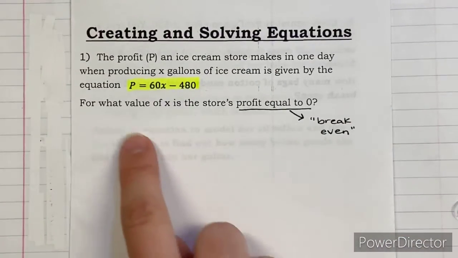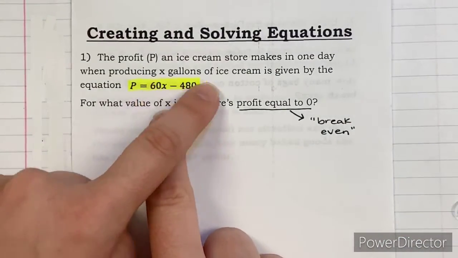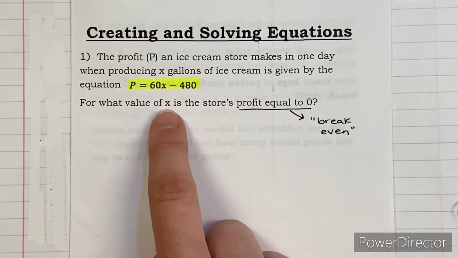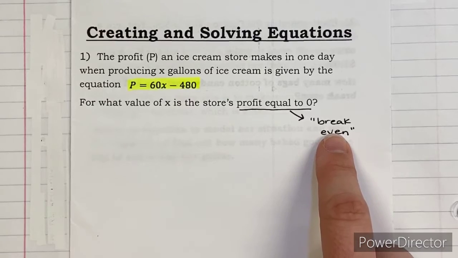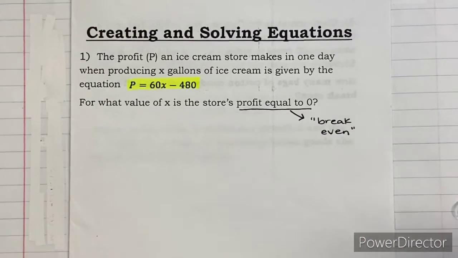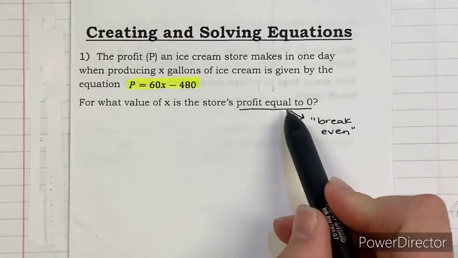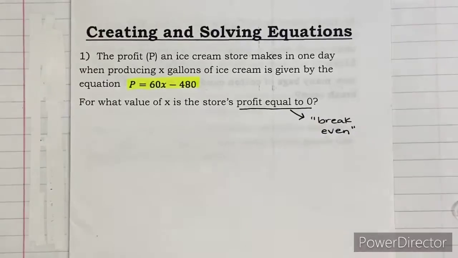So we want to know for what value of X, remember X is gallons of ice cream, we want to know how many gallons of ice cream the store has to sell in order to break even. Because once they break even, they actually start making a profit. So break even is when our money value is equal to 0.